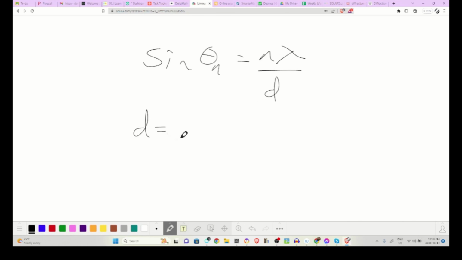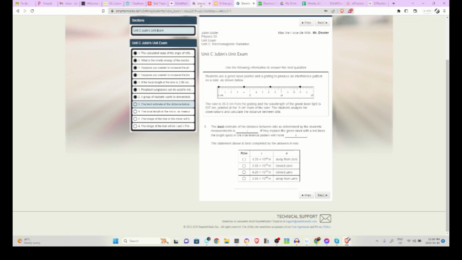So there's the formula. So sine theta is lambda over d, or here, sine theta n is n lambda over d. So n is the fringe number, lambda is the wavelength, d is the distance between slits. So then d would be lambda over sine theta 1 if we use our first fringe. Now our wavelength is 557 nanometers.